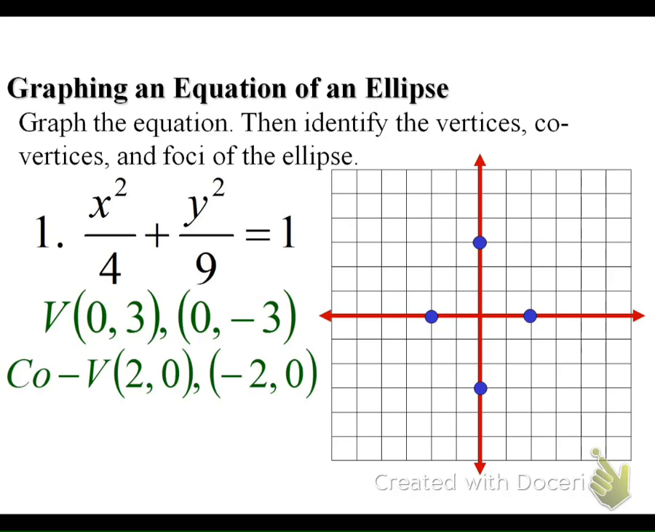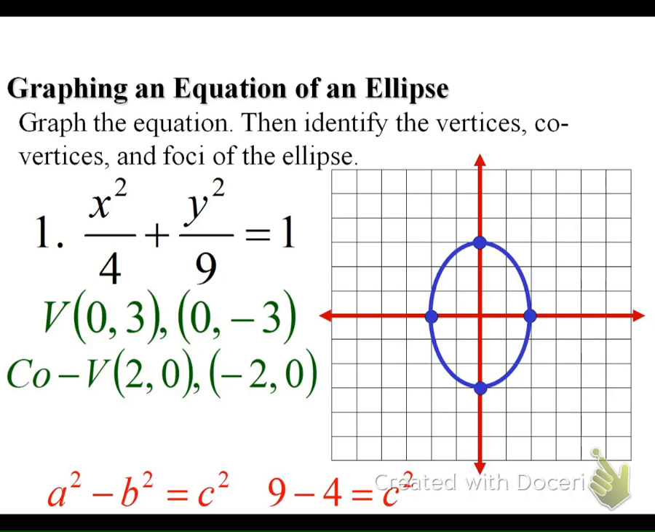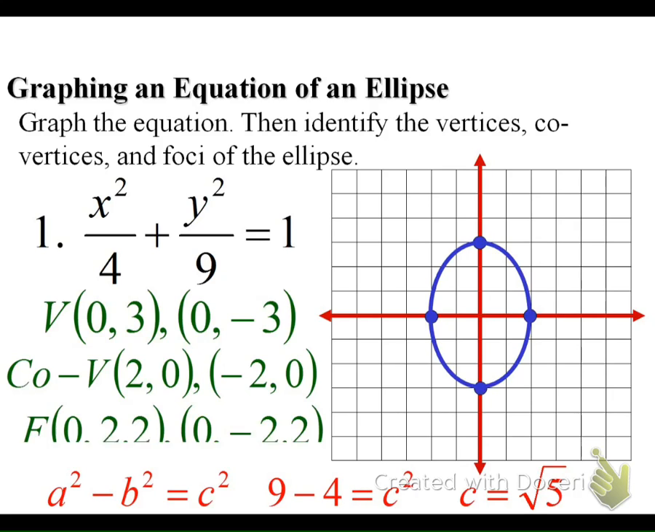And then you always do a squared minus b squared equals c squared to find the location of your foci. So 9 minus 4, take the square root, that's going to be 5. So square root of 5. Since your vertices, you went up and down, for the foci you have to go up and down as well. So I'll have one of my foci at (0, 2.2), the other one at (0, negative 2.2).